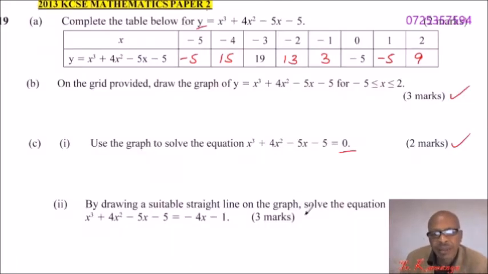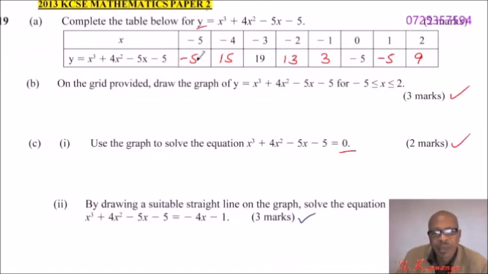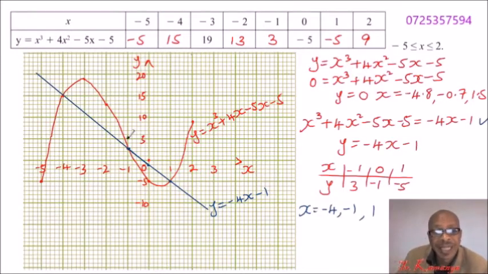If you do that correctly, you'll be able to get 3 marks. A very easy question if you do it correctly. The only part you need to be very careful with is when you are filling the table, the values which you are going to use to plot the graph. Then the next important thing is you draw your graph as smooth as possible so that you get the correct values. I hope you have followed.